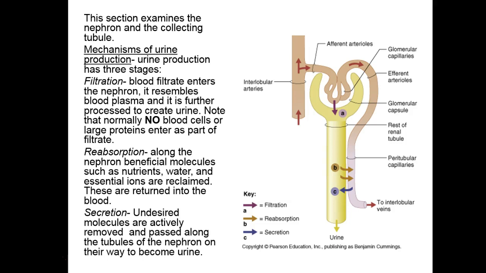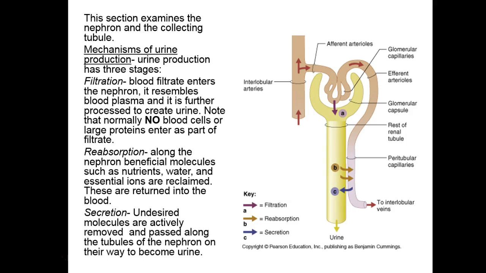So what you have are small toxins, ions, water, even glucose can slip through openings or slits, little holes that are in the glomerulus, into the lumen, or the negative space. We call it the space in the glomerular capsule, and then start its journey. That liquid will start its journey through the rest of the nephron system.